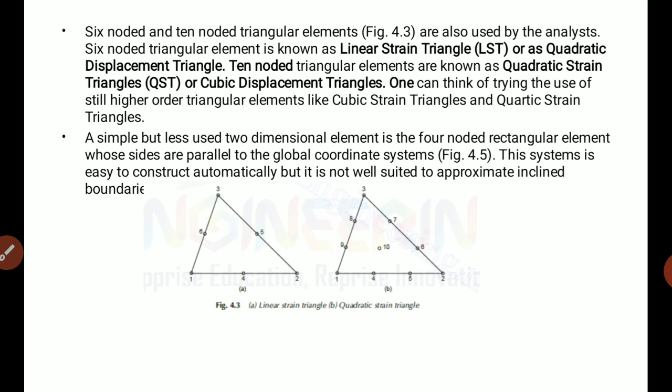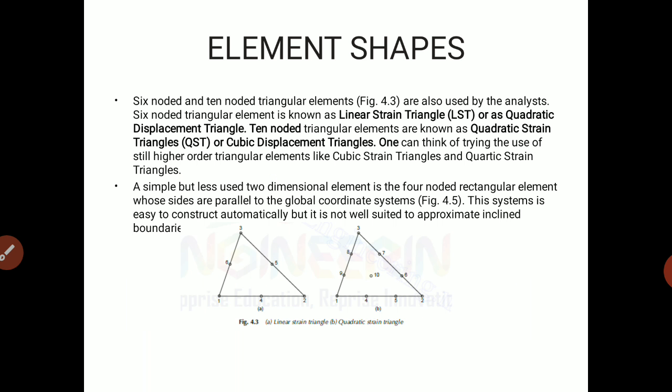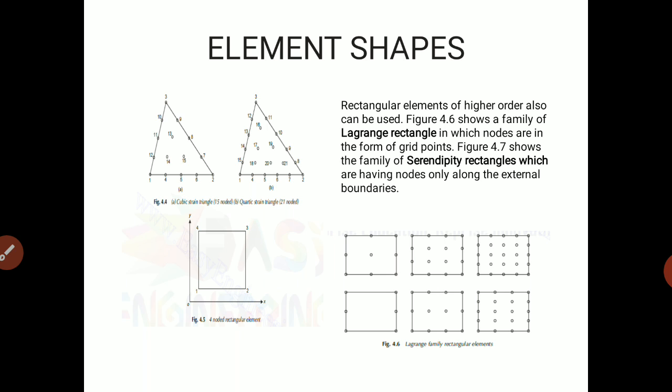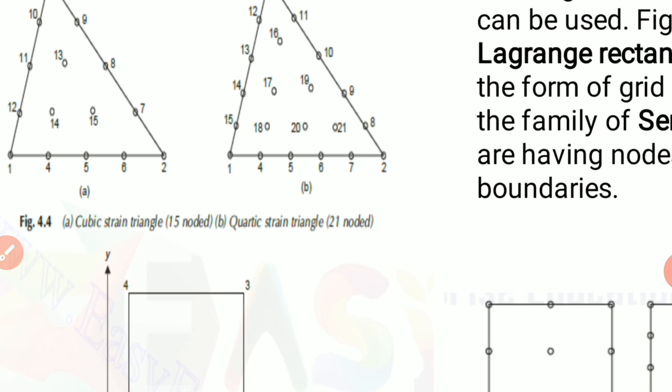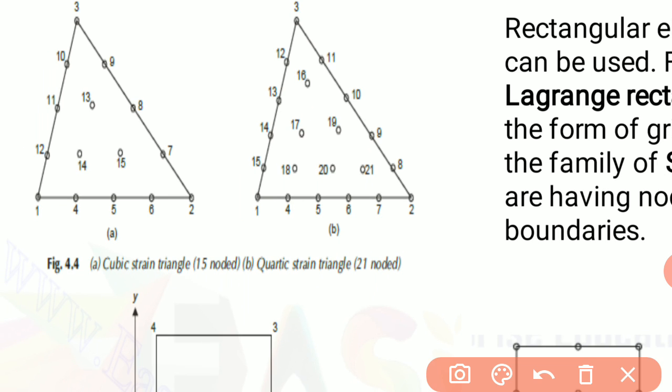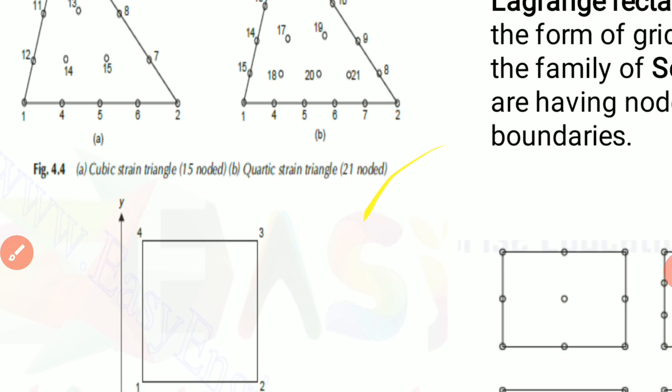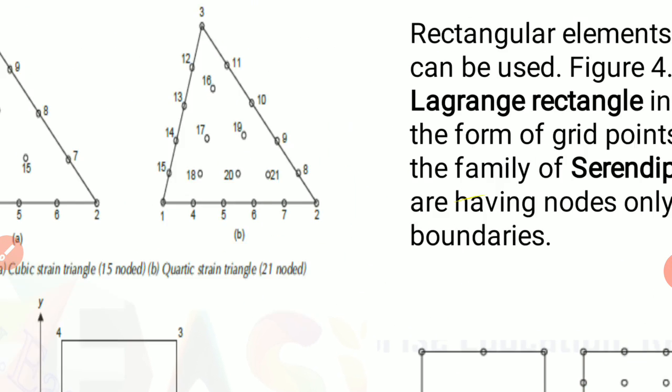There are higher order triangular elements also, having a maximum number of nodes as 15, 21, like that. Now, one more part is there, the element shapes. You can see here, this is divided into 15 nodes maximum, and this into 21 nodes maximum. So they are known as the cubic strain triangle and the quadratic strain triangle.